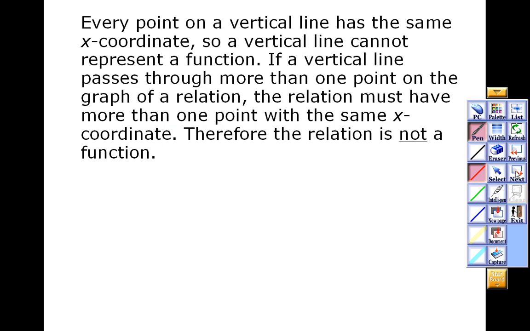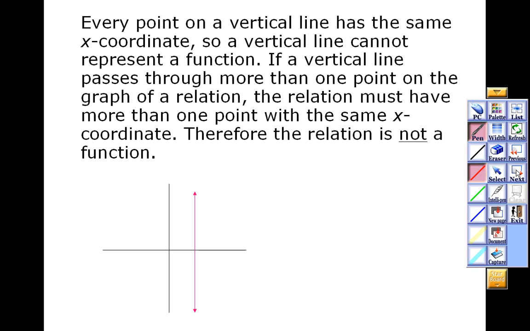Okay. Every point on a vertical line has the same x-coordinate, so a vertical line cannot represent a function. If a vertical line passes through more than one point on the graph of a relation, the relation must have more than one point with the same x-coordinate. Therefore, the relation is not a function. A lot of words, right? It's easier to look at it in a picture.